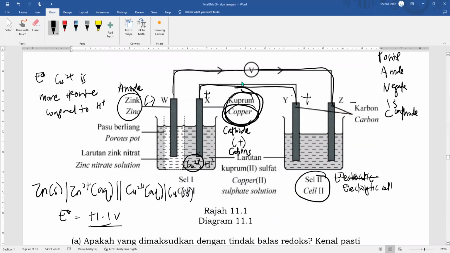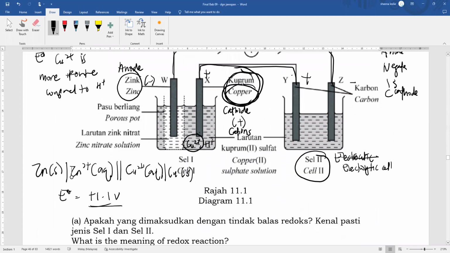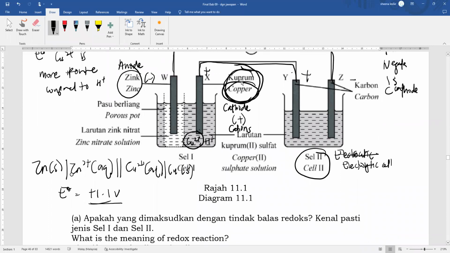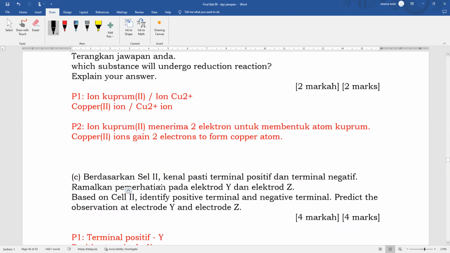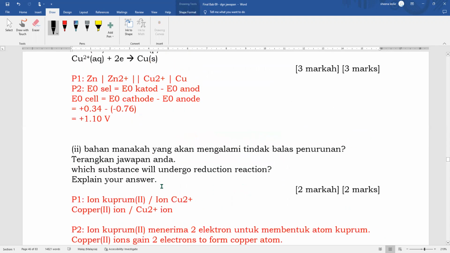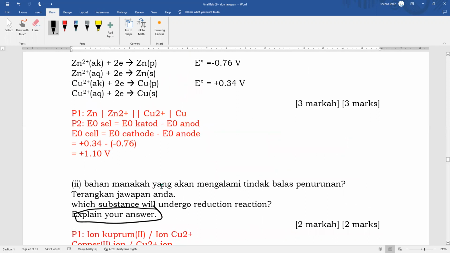All right, so the E naught value of copper 2 plus is more positive compared to H plus. Okay, now let's go on to the next one here. So which one is being reduced? Cu2 plus or Cu? Cu2 plus. Okay, Cu2 plus is correct. Now let's go on to the next question. They ask you to explain your answer. Why Cu2 plus? Whenever we do this kind of question, teacher actually likes you to write down the equation: Cu2 plus plus 2e gives Cu.